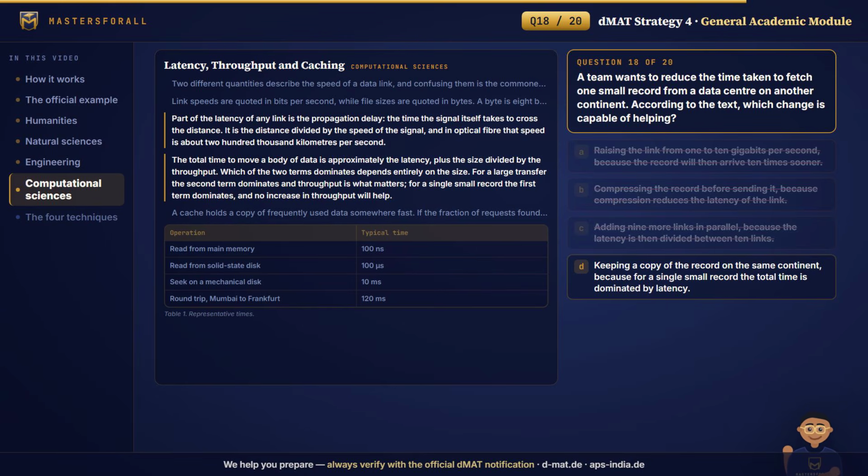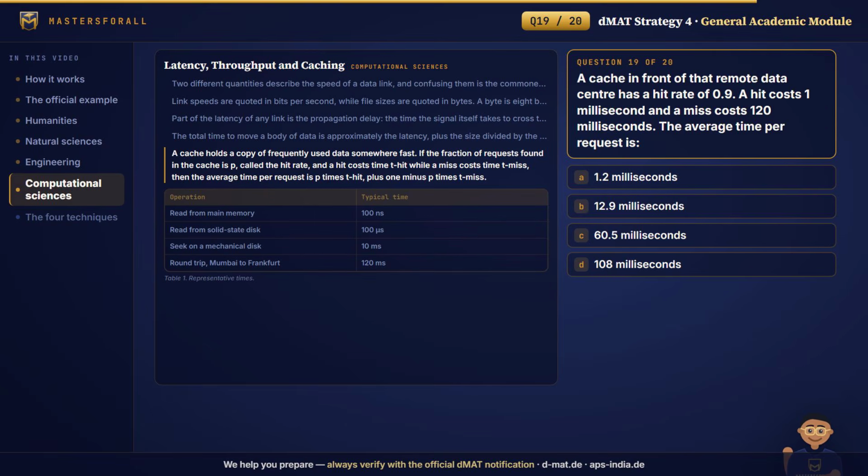So sort the options by what kind of quantity they attack. Option A offers throughput. Option B offers a smaller file, which is throughput again. Option C offers more links. Throughput a third time. 3 different ways of answering a question nobody asked. Only one goes after latency itself. And paragraph 3 said latency is partly distance over signal speed. Moving the copy closer shortens it. Option D.